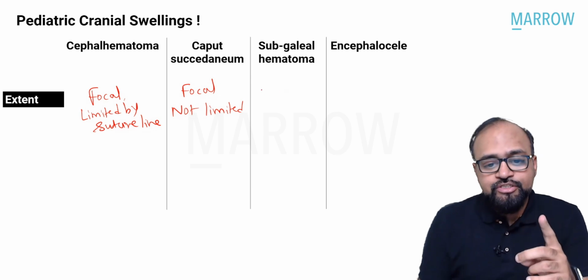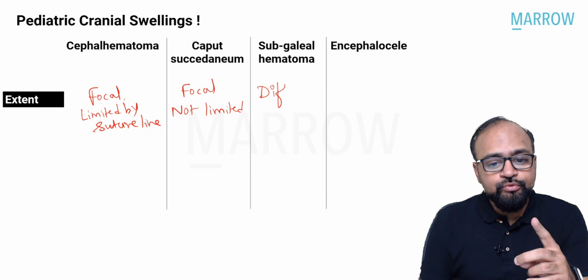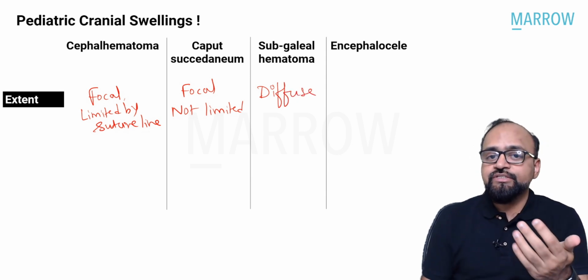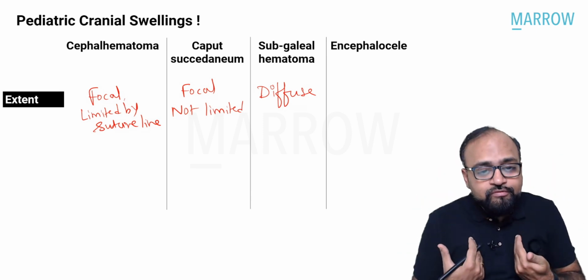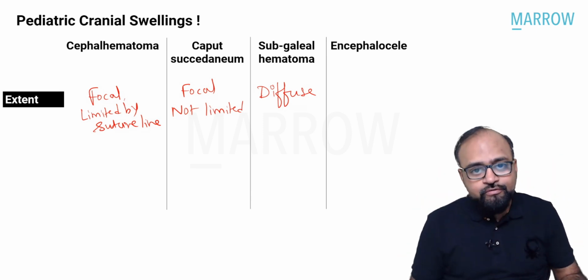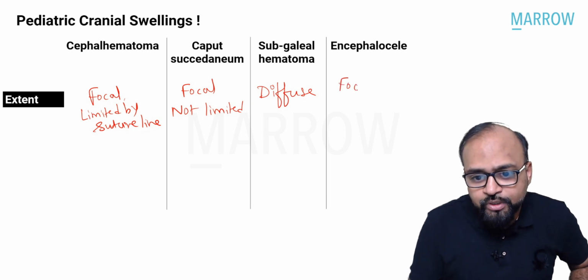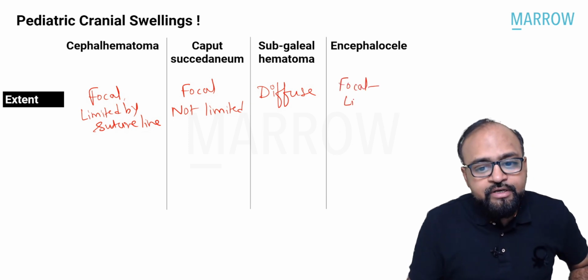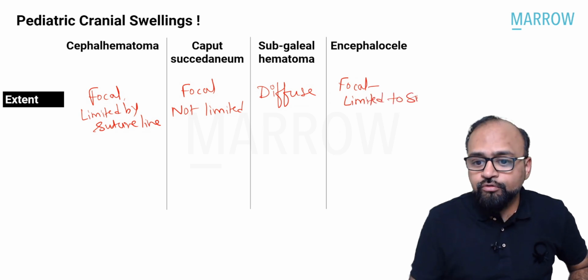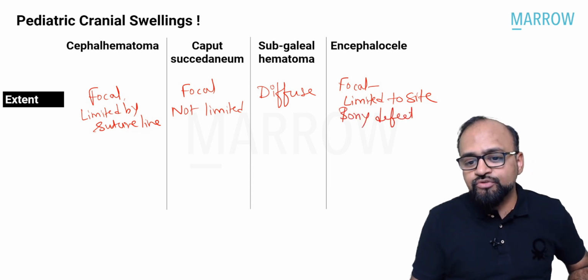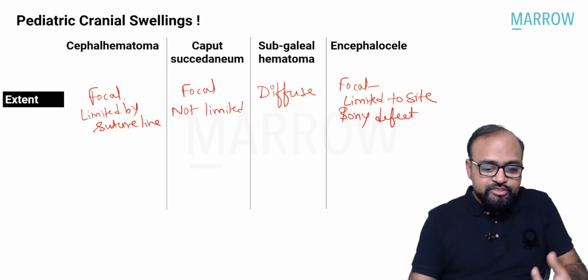Subgaleal hematomas, I just told you, tend to be diffuse. They are not focal. They are slightly dangerous. They can spread right up to the level of the neck because of the large potential area of this particular space. Encephaloceles are usually focal but limited to the site of the underlying bony defect. So a part of the bone has not developed. So that is where the encephalocele is going to bulge out.